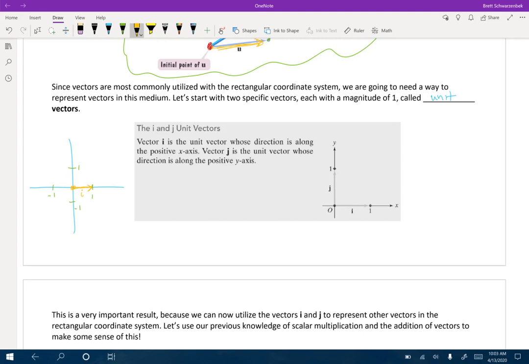This is completely unique to vectors. We use the variable i to represent this specific vector from 0 to 1 on the x-axis, just like we use the vector j to represent specifically the vector from 0 to 1 on the y-axis on the positive side of that axis. So we can use these vectors, which we're going to do in the next piece here, in order to create other vectors in the coordinate system.